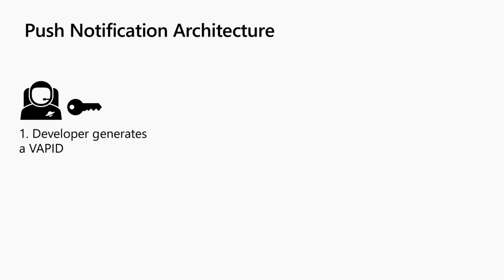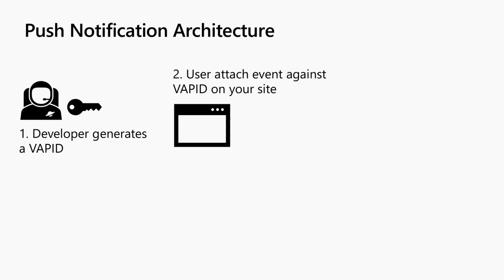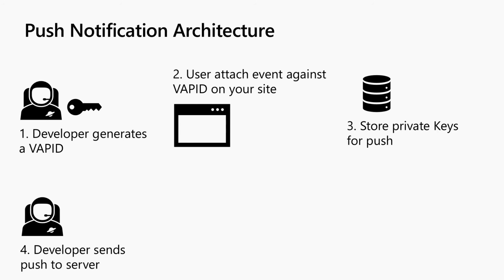The first thing that happens is you have to go and generate what's called a VAPID key. This is just a key value pair that has a private side and a public side. You'll then attach an event on your page where your user will register for a push notification based on the public side of your VAPID key. You'll then want to go and store that VAPID key on your server so that you can use it again whenever you are doing a push notification.